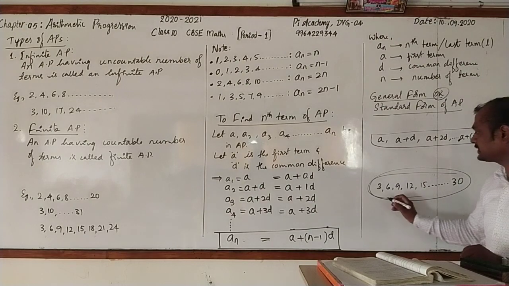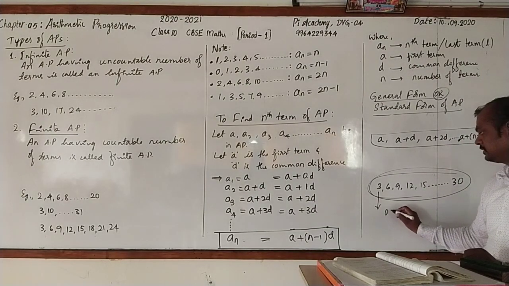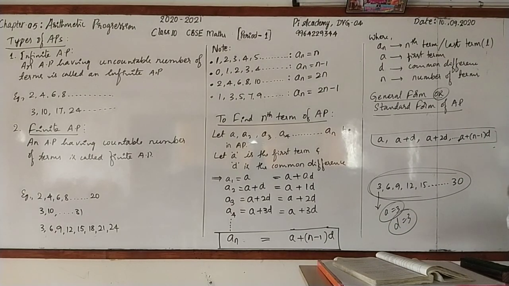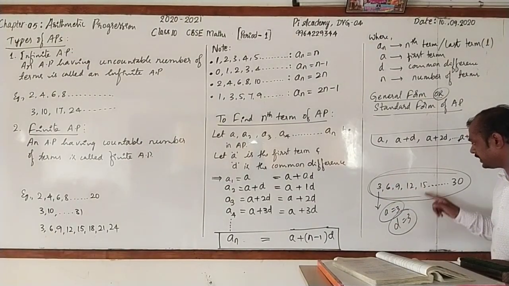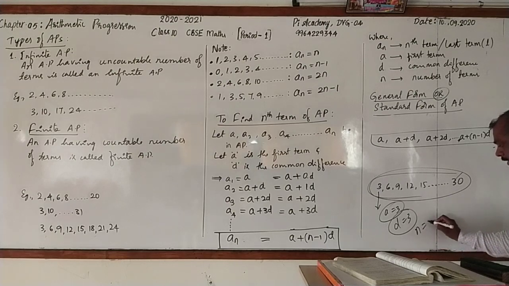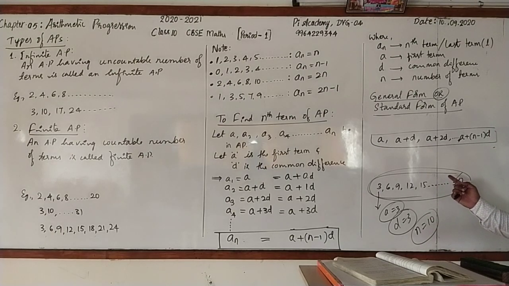If it is so, what is the first term? The first term is 3. The common difference, as we have just found out, is 3. How many terms are there in this AP? 1, 2, 3, 4, 5, 6 and so on. If you go on counting that, you will get 10, because 3 ones are 3, 3 twos are 6, like that, 3 tens are 30. Hence, n will be 10. Then what does 30 indicate? 30 is the last term, the nth term. Hope that you have understood.